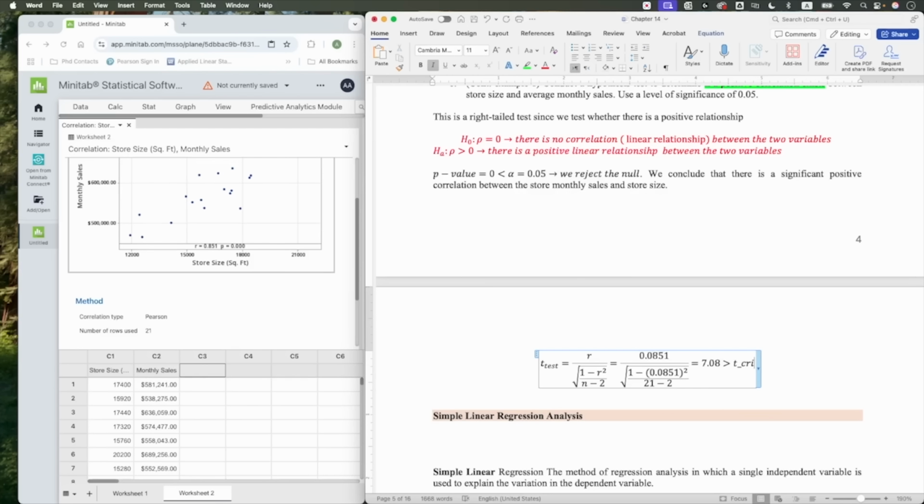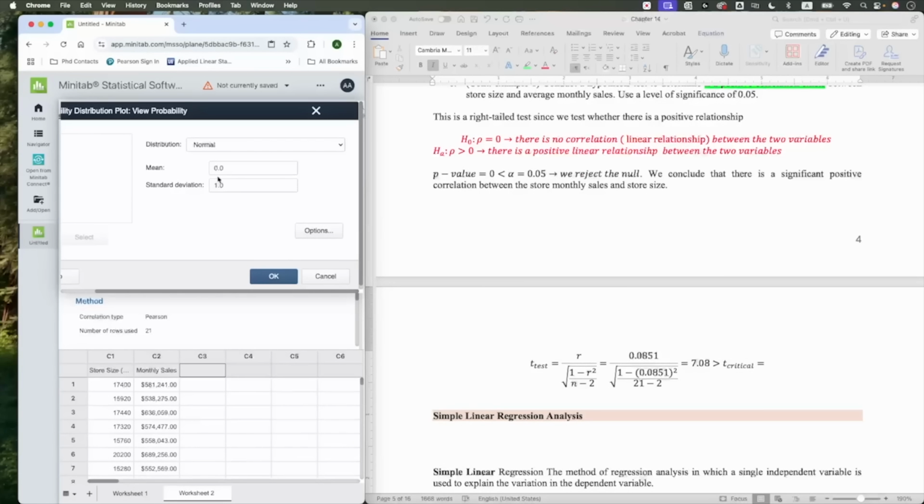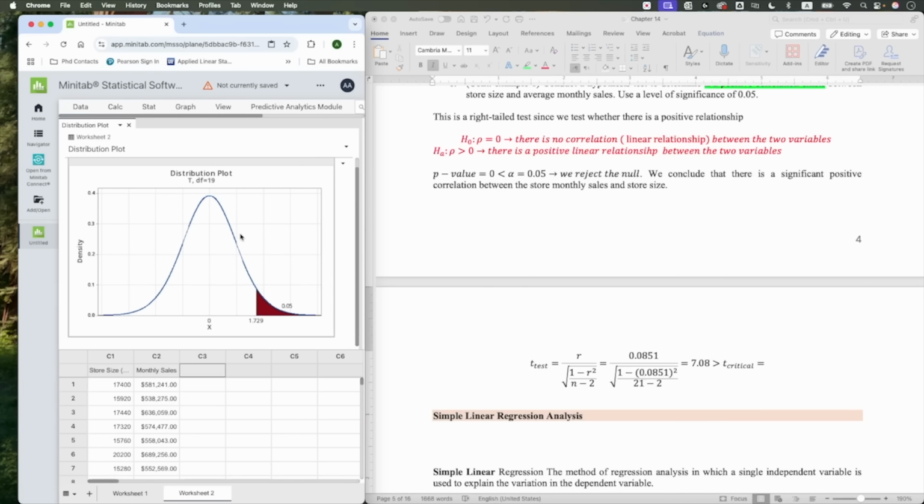It's a right tail test, critical. So we need to calculate the critical value. We go to graph, view probabilities, it's t-test. Degree of freedom is n minus 2, so 19. It's a right tail, 0.05. So this is 1.729, right?